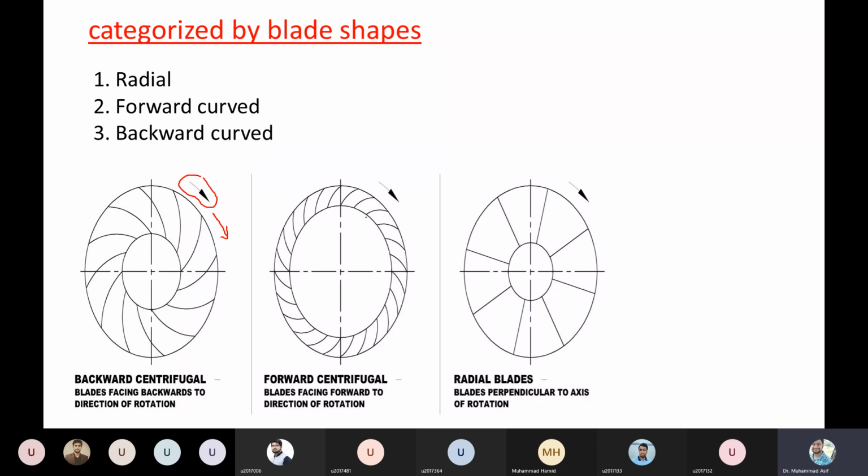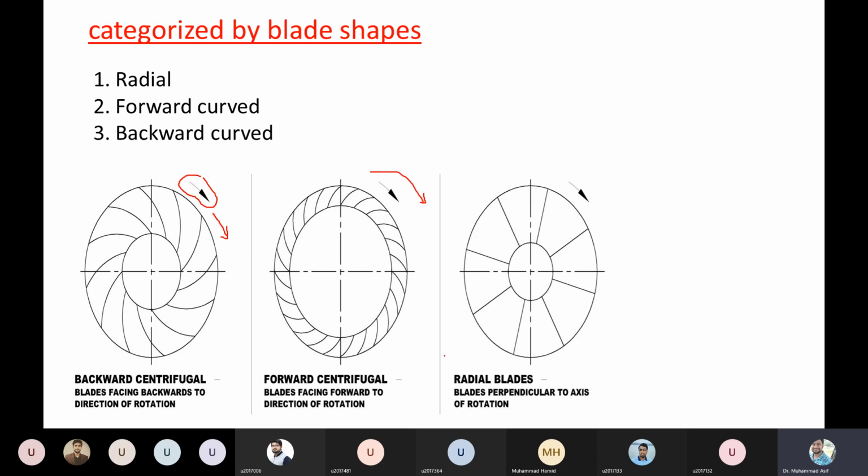So if this is the direction of the rotation, and this is the curve of the blades, the curve of the blades is in the forward direction relative to the direction of rotation. So those are called forward centrifugal fans, right? If the direction of the blades is perpendicular to the axis of the rotation, as you can see, this is perpendicular to the direction of the rotation, that's called the radial blades.